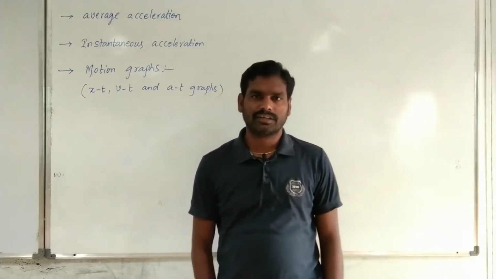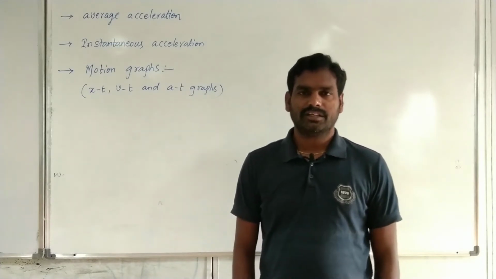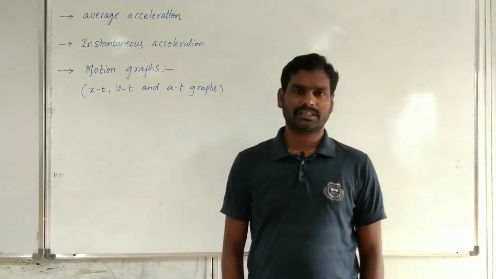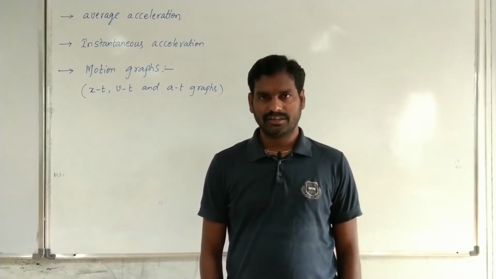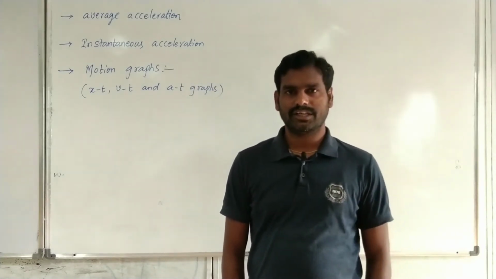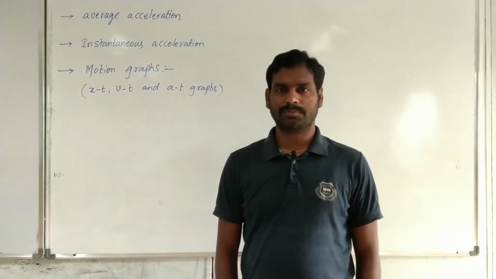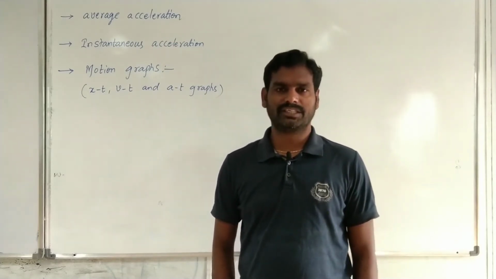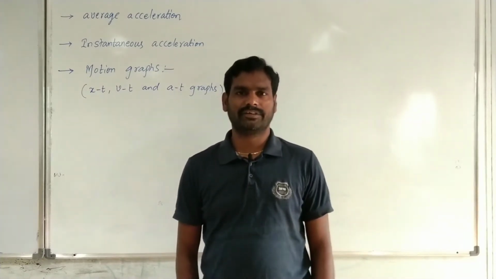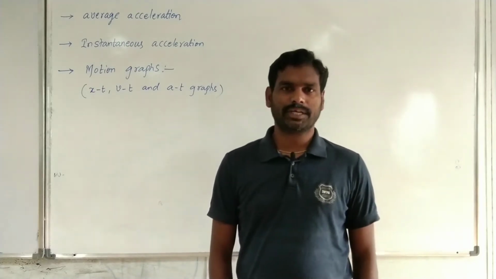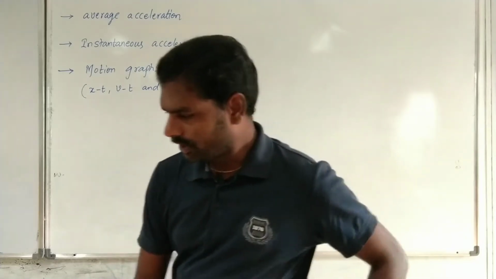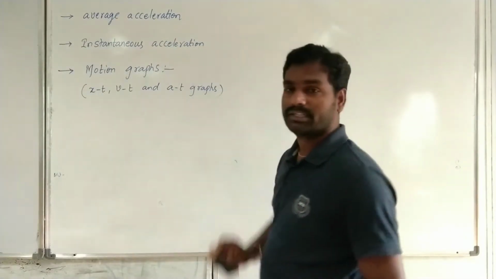Velocity is a vector quantity, that means it has both magnitude and direction. Acceleration comes into picture if the magnitude of velocity changes, or if the direction of velocity changes, or if both magnitude and direction of velocity change. In straight line motion, the direction is fixed, so acceleration arises only because of the change in magnitude of velocity. We are going to discuss average acceleration first.